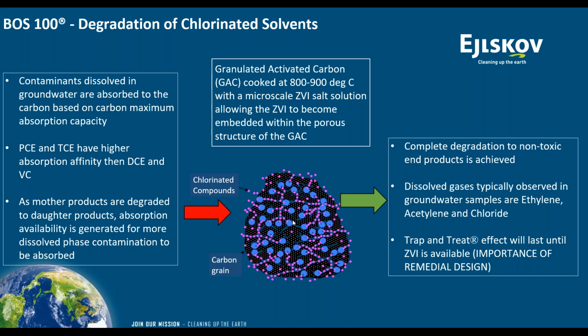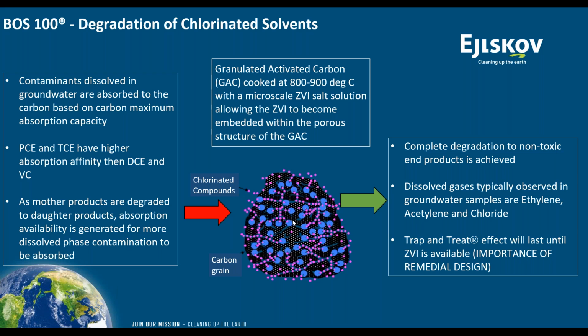So what happens in reality when we use this technology? The contaminants that are traveling with the groundwater flux become absorbed to the activated carbon to the maximum capacity that the carbon has. What happens next is that the ZVI, being embedded within the carbon structure, allows the mother products such as PCE and TCE to degrade completely to non-toxic end products like acetylene and ethylene and so forth. This becomes a continuous trap and treat effect until either all the contamination is completely taken care of, or eventually at some point you may end up running out of ZVI.